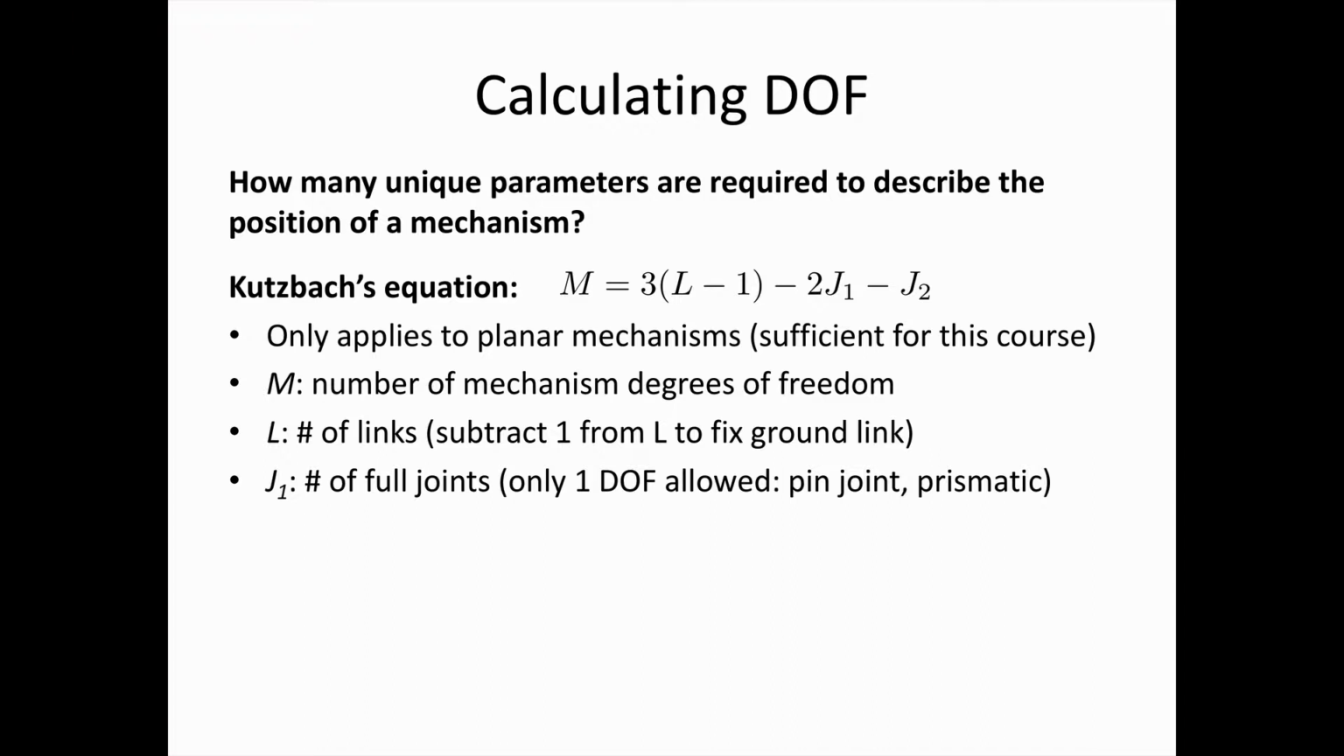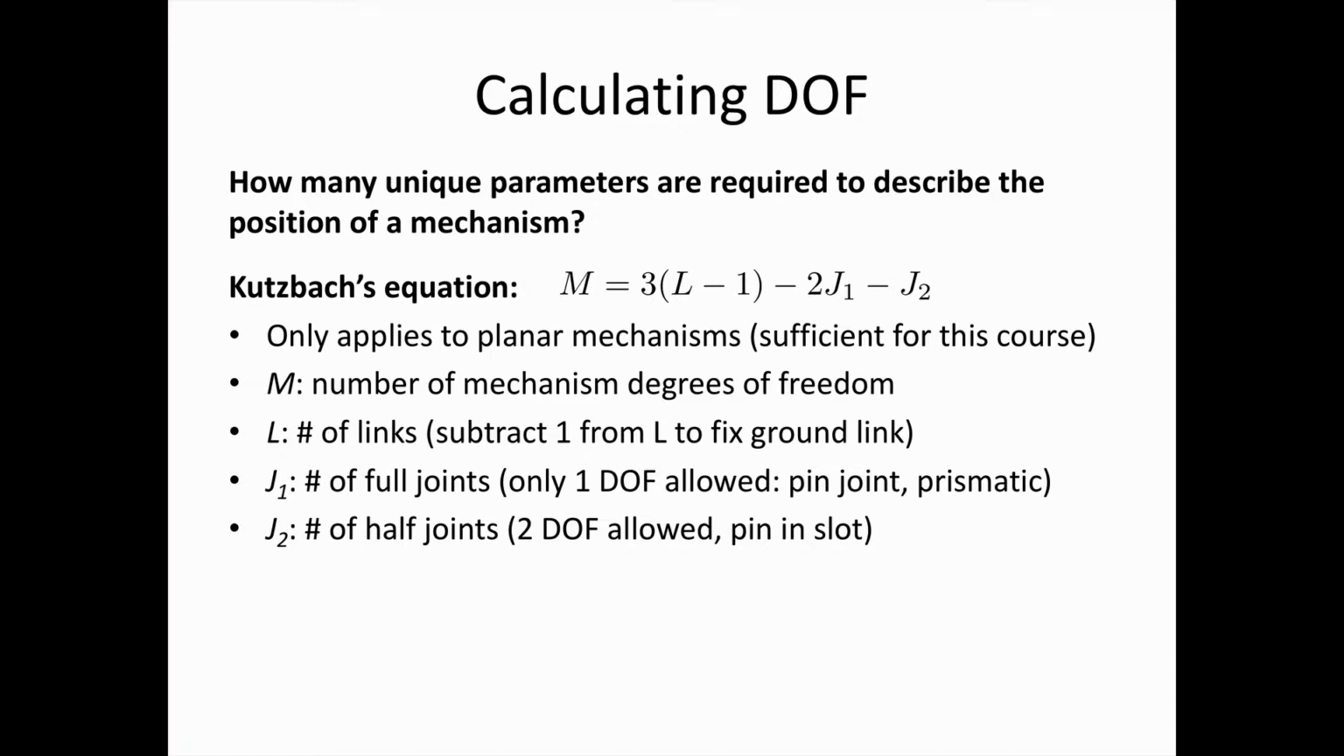J1 is the number of full joints. We talked about full and half joints previously. Full joints are the types that allow only 1 degree of freedom. So for example, pin or revolute joints or prismatic joints. J2 is the number of half joints, where 2 degrees of freedom are allowed. For example, the pin and slot joint that we reviewed last time.